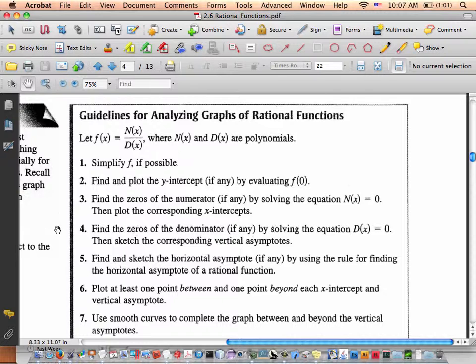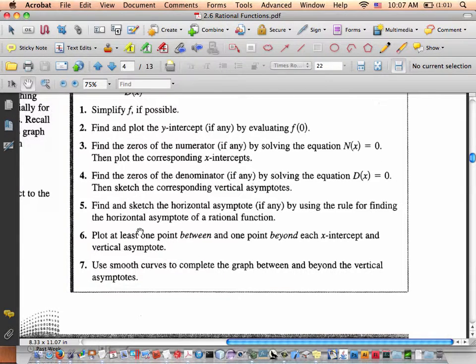3, find the zeros of the numerator, if any, by solving the equation n of x equals 0. Then plot the corresponding x-intercepts. So if the numerator is ever 0, Abby, you know you have x-intercepts. 4, find the zeros of the denominator, if any, by solving the equation d of x equals 0. Then sketch the corresponding vertical asymptotes. This answers your previous question, Sydney. How do we graph something like that?